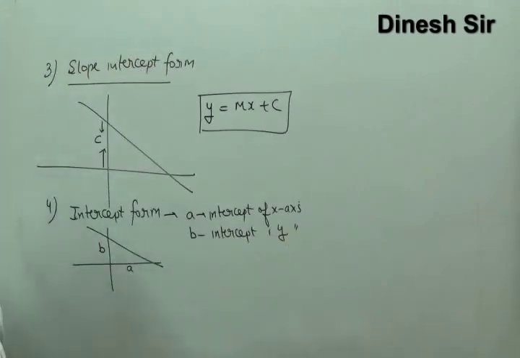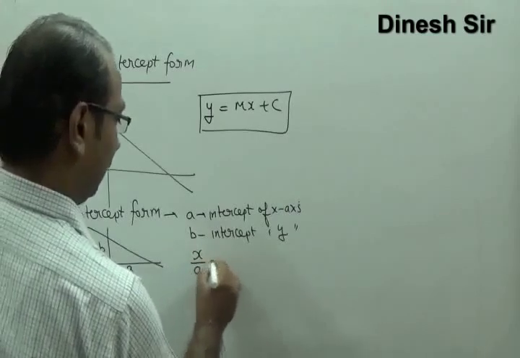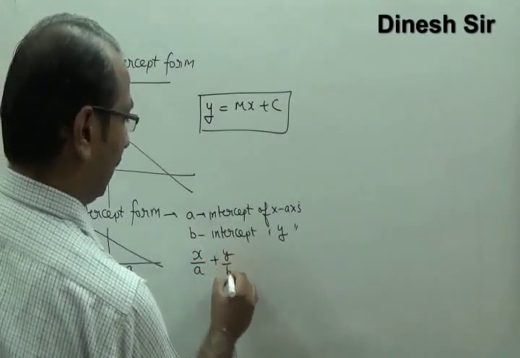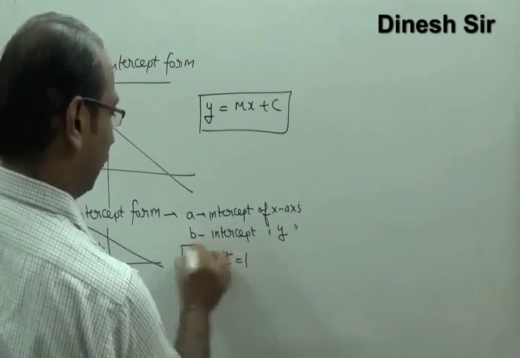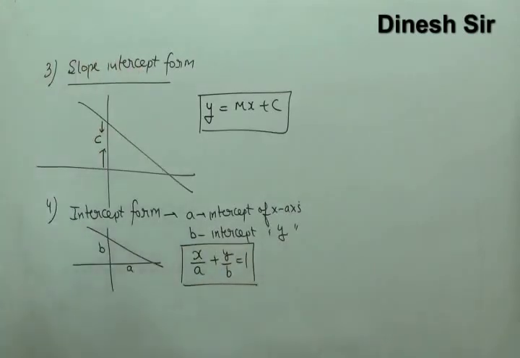So in order to find the equation, you may take it as x upon A plus y upon B equal to 1. So this is said to be the intercept form, that is, x upon A plus y upon B equal to 1. I hope the idea is clear.